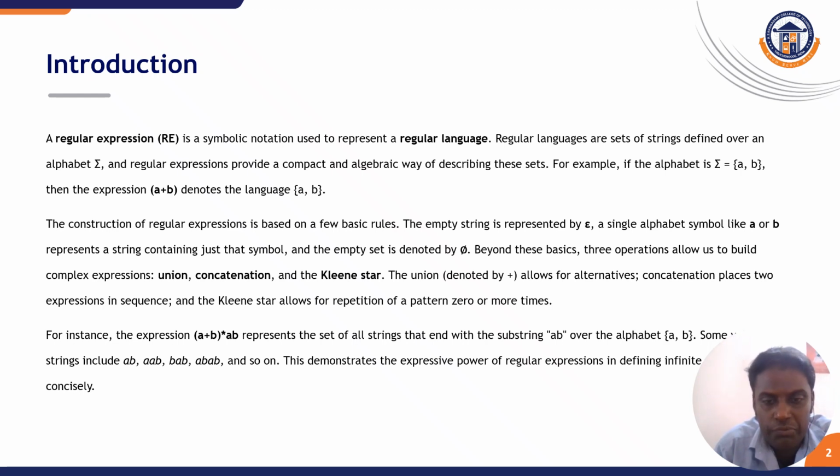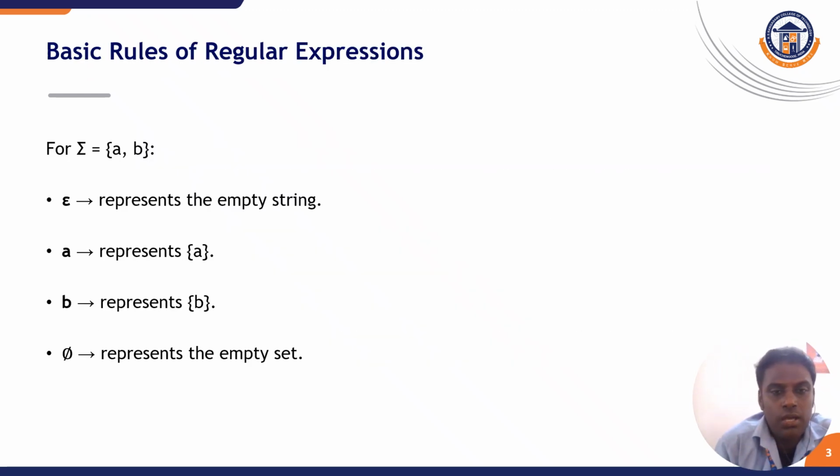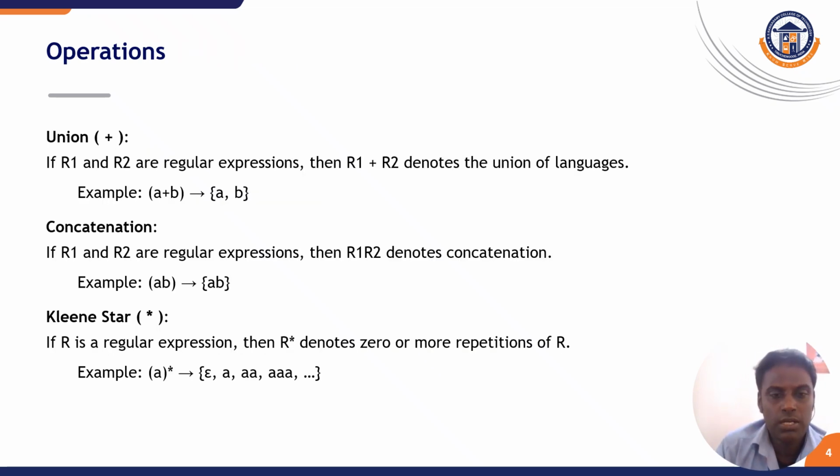This demonstrates the power of regular expressions in defining infinite languages concisely. The basic rules of regular expressions are, for sigma equal to a, b: epsilon represents the empty string, a represents a string which is just a, b represents only the string b, and phi represents the empty set. The operations are, as we discussed earlier, union, and we are going to see some lemma or theorem or conclusion about these operations. First one, union. If R1 and R2 are regular expressions, then R1 plus R2 denotes the union of the languages.